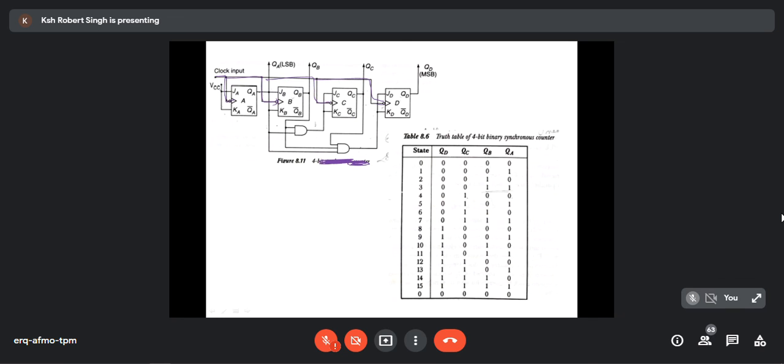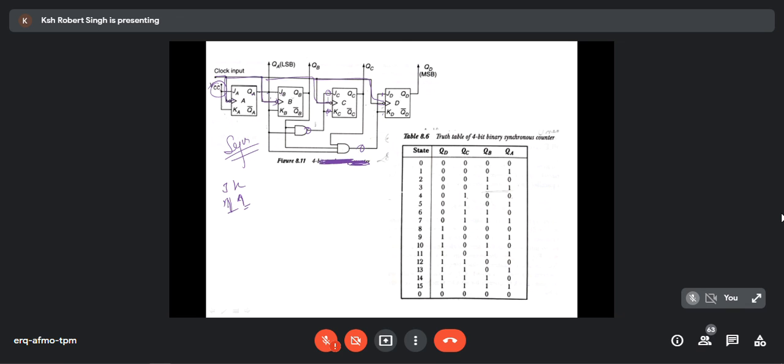And the trick is, in the asynchronous counter, J and K are always 1, always 1. Here, J, K is 1 only over here. J, K is not 1 here. It depends on the output. J and K can be 1, it can be 0. J and K depend on the output. So this is not asynchronous. This is synchronous.